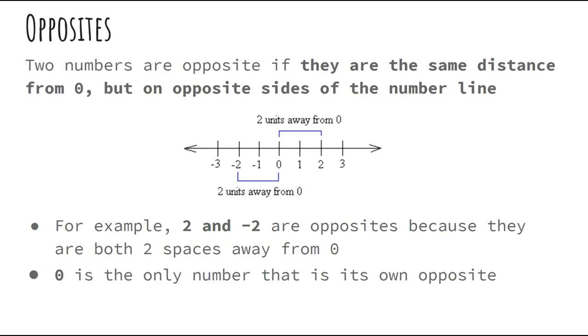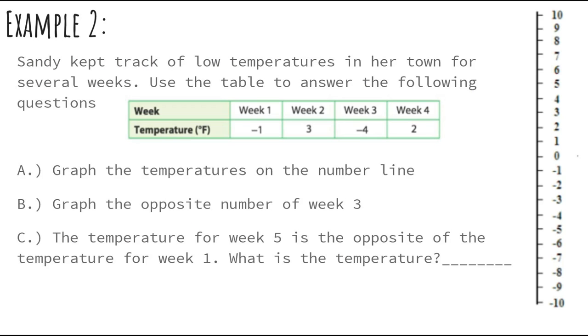And 0 is the only number that is its own opposite because 0 is 0 spaces away from 0, so there is no other number on the other side of the number line. Let's take a look at our next example.